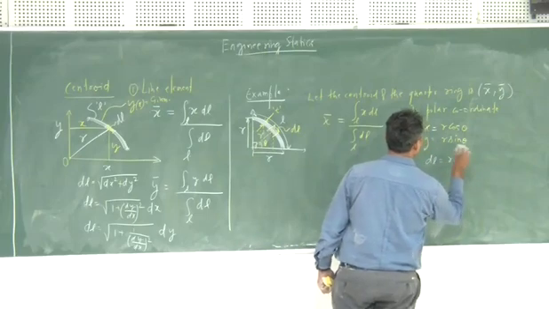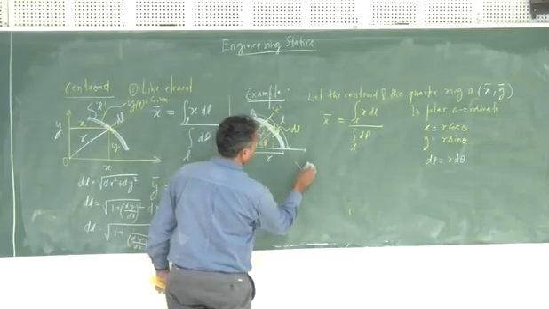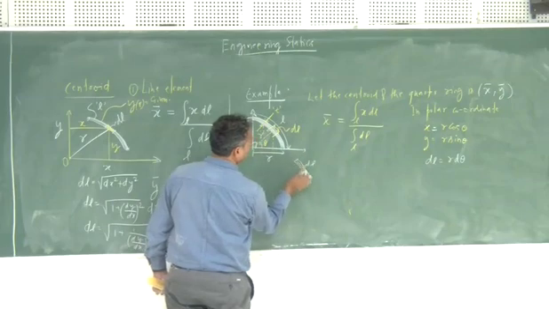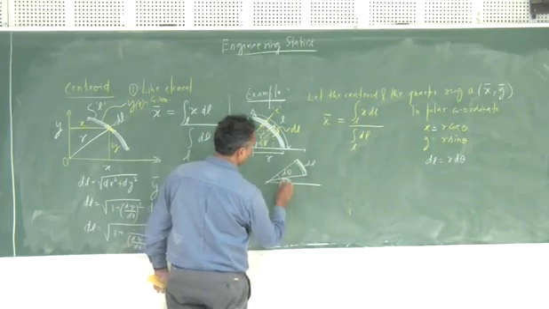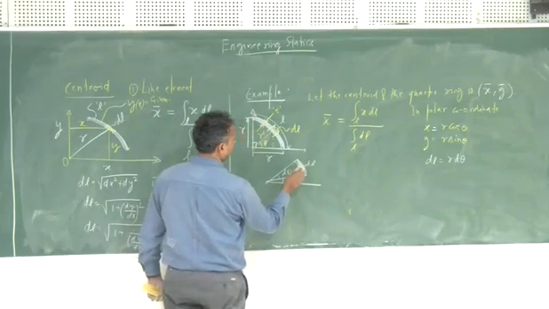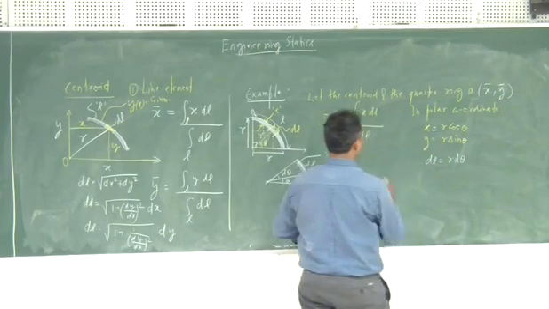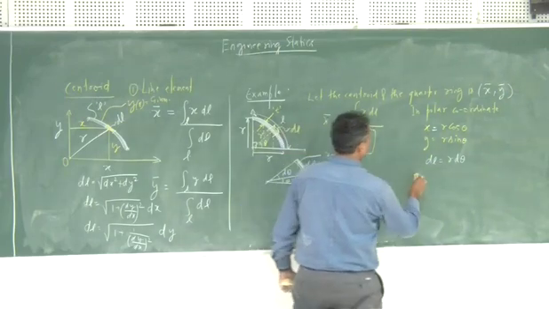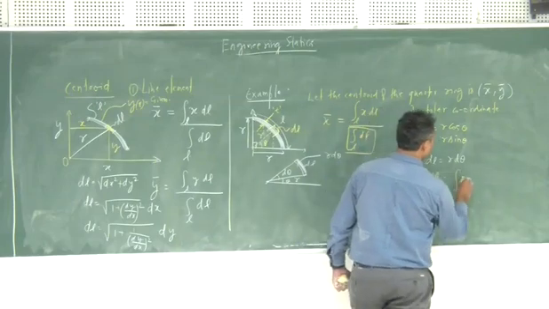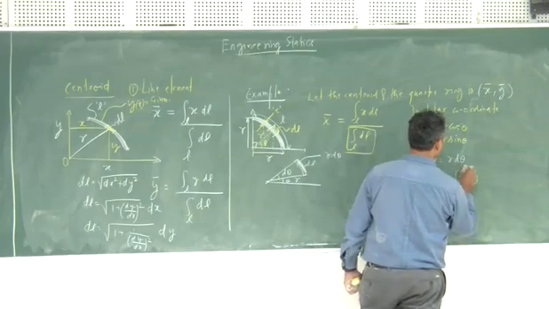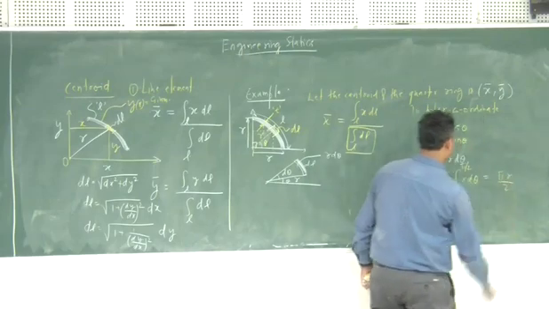And what will be your dl? This element dl is r d theta, so this length. Now if you have to first find out this particular L, L will be given by the integral of r d theta, with theta from 0 to pi by 2, and this will give you pi r by 2.